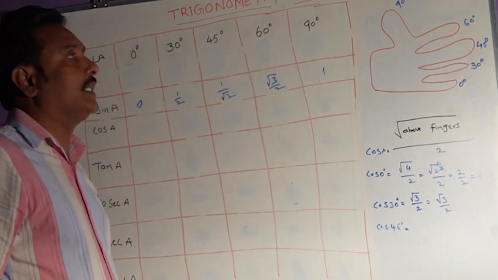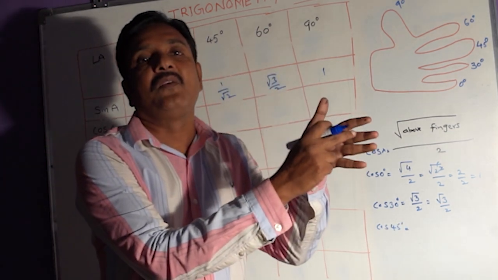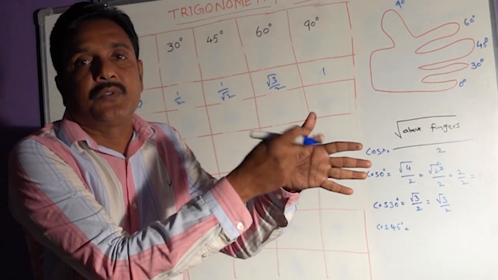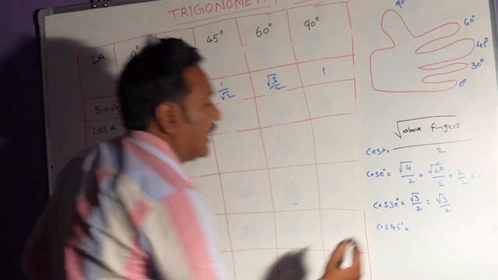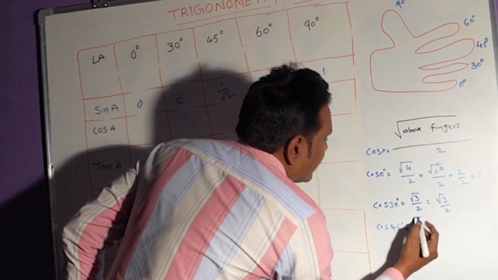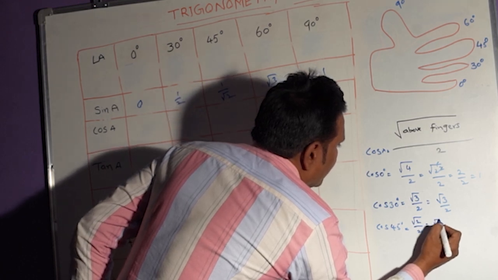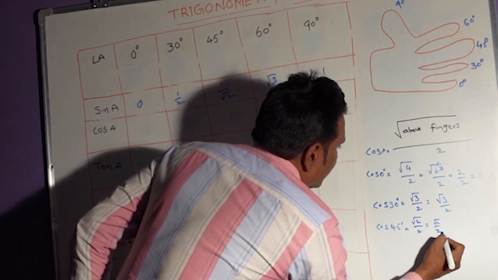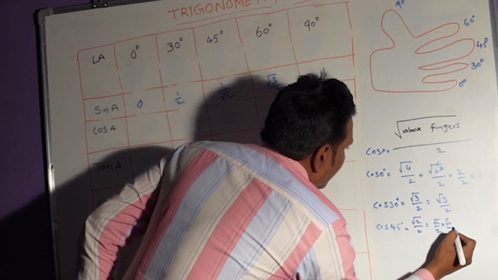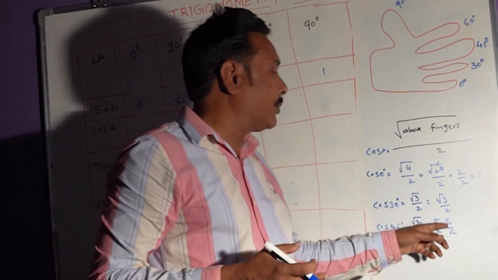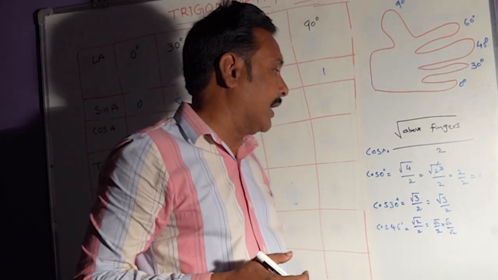45 degrees means the middle finger is 45 degrees. Middle finger, above fingers, 2 fingers are there. Then root of above fingers 2 by 2. Then root 2 by 2 is equal to root 2 by 2 into root 2 by root 2. Why? Because I will take root 2 by root 2, and root 2 by root 2 is equal to 1.